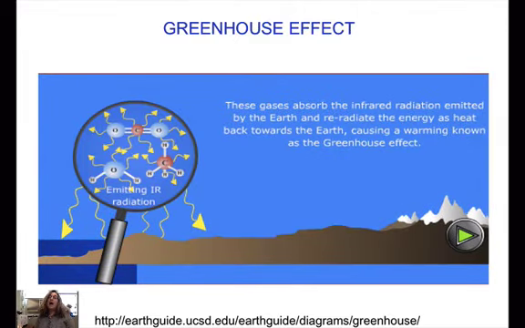We can see what's happening if we zoom in on these molecules, and we can see that these greenhouse gases are absorbing this infrared energy, and then they're re-emitting it in all directions, some of it back down towards Earth's surface, some of it in the atmosphere, and some of it out to space.